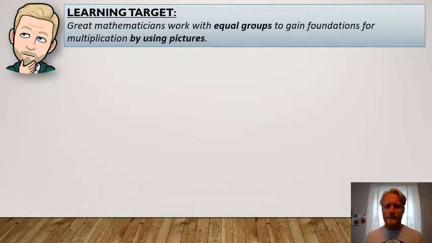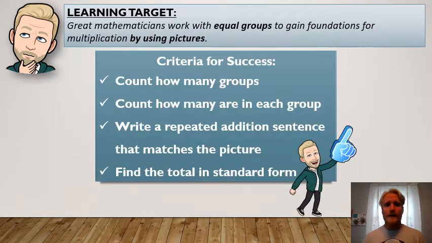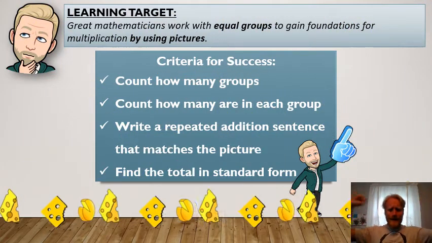To recap, great mathematicians work with equal groups to gain foundations for multiplication by using pictures. As you go through today's activity, count how many groups, count how many are in each group, then write a repeated addition sentence that matches what the picture shows, and find the total number of objects in standard form. Great job!